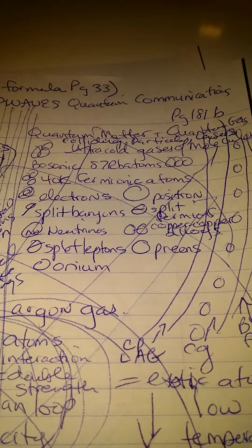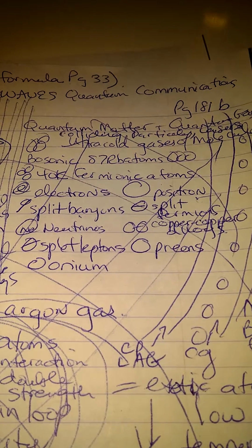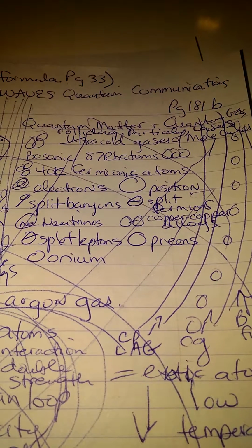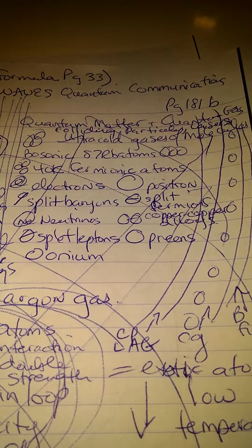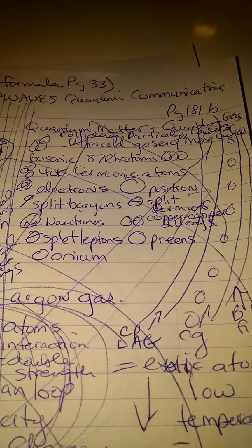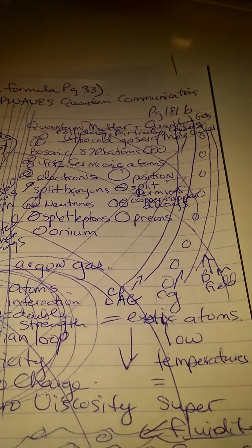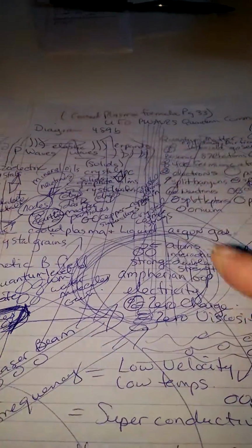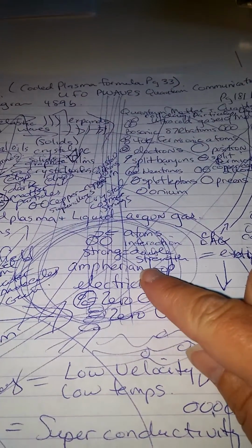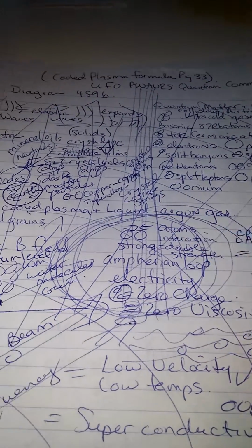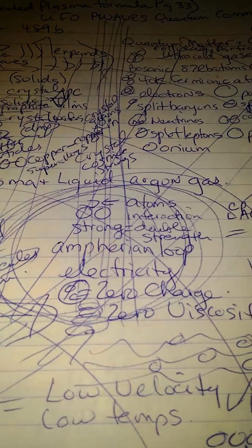There's bosonic 87 Rb atoms, 40 K fermionic atoms, electrons, positrons, split baryons, split fermions, neutrinos, copper to copper alloys, split leptons, preons, and onium. They're all going to be colliding, not only in this engine, but also in a strong Amperian loop of electricity, which is going to generate electrical stuff.